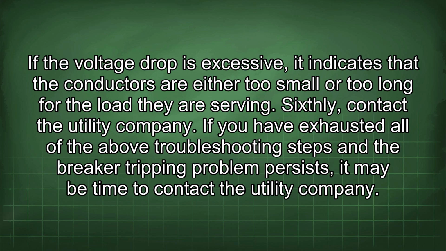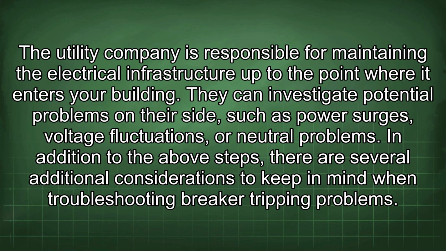If you have exhausted all of the above troubleshooting steps and the breaker tripping problem persists, it may be time to contact the utility company. The utility company is responsible for maintaining the electrical infrastructure up to the point where it enters your building. They can investigate potential problems on their side, such as power surges, voltage fluctuations, or neutral problems.